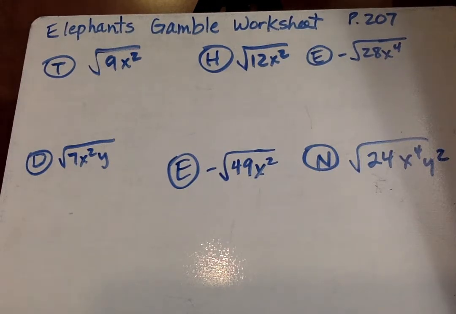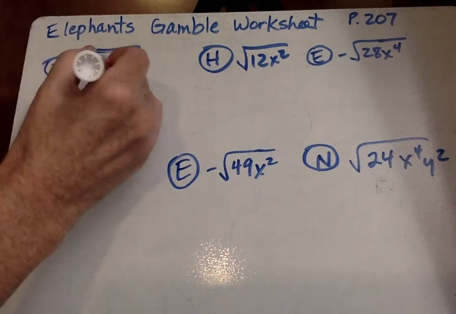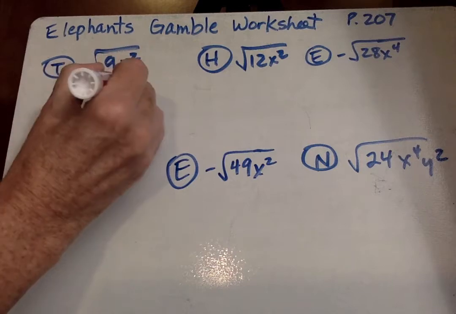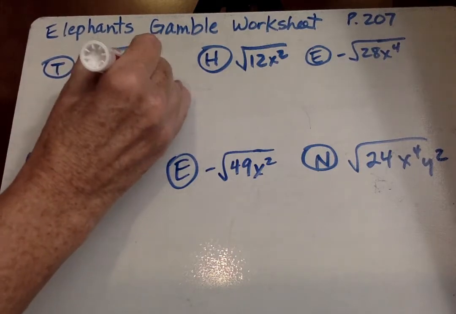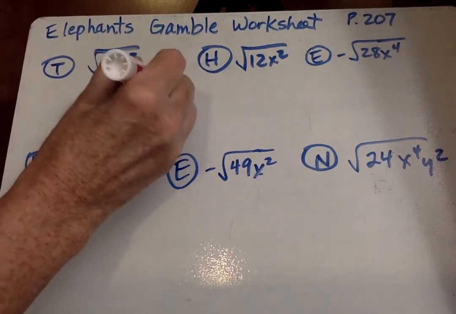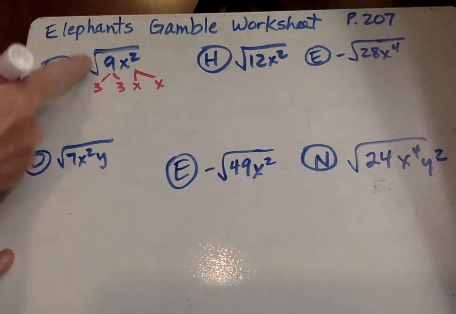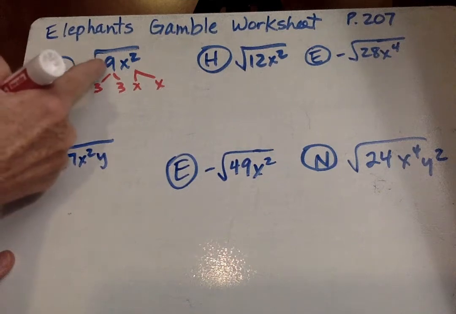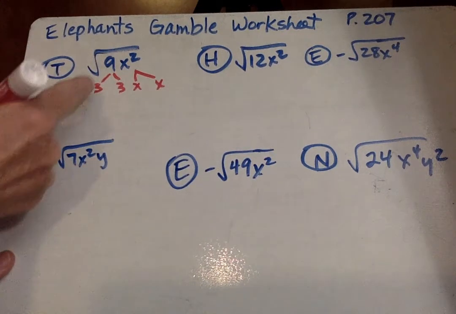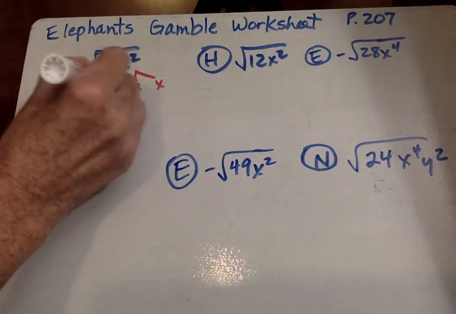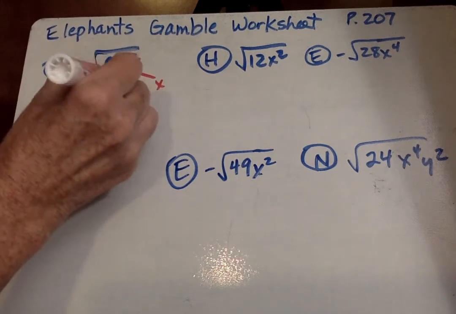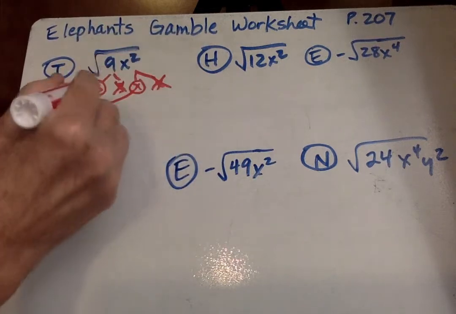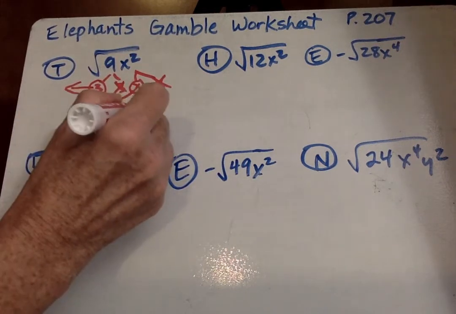Okay, so we're going to start out with T, which is the square root of 9x squared. Now, we can do a factor tree of 9, which is 3 times 3. We can also do a factor tree of x squared. It's x and x. So when you take the square root of something, it has to have a pair. So the square root of 9 we know is 3 times 3. So we take the square root of 9, 1 three comes out and 1 goes away. 1 x comes out and 1 goes away. So we're left with 3x.